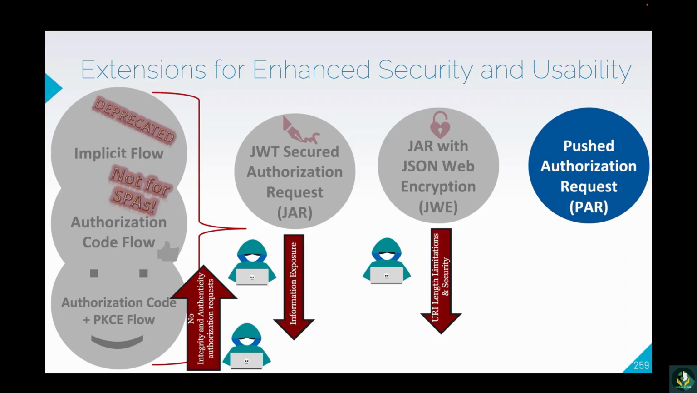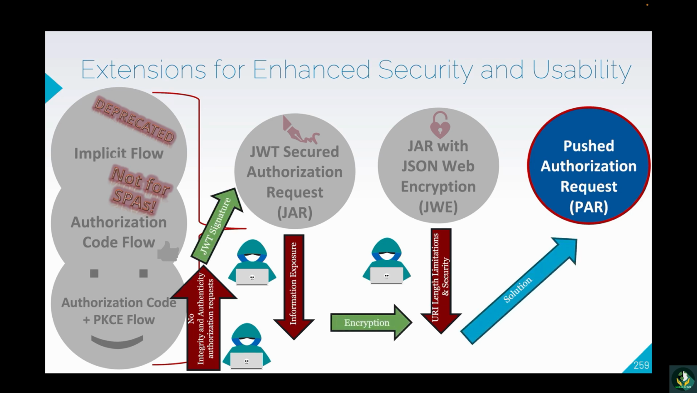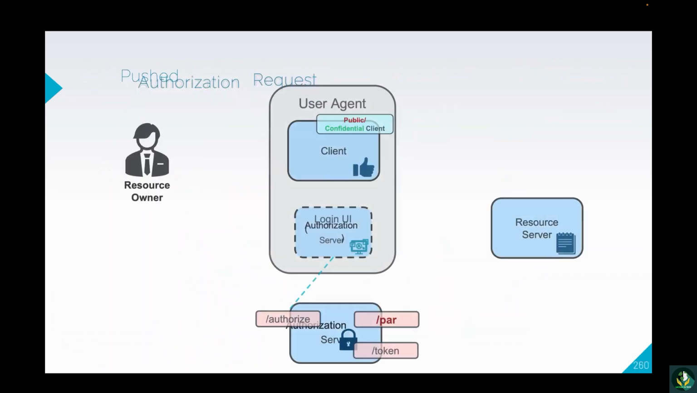In this lesson, we'll explore the pushed authorization request, PAR. PAR is the second OAuth 2 extension flow designed to enhance the security of authorization request parameters, following JAR, JWT secured authorization request. However, unlike JAR, which focuses on securing the authorization request through JWT signatures and encryption, PAR takes a different approach by addressing the security concerns related to the redirection of authorization requests.